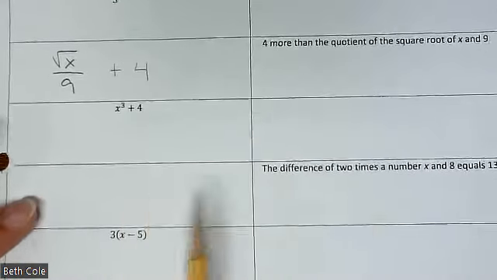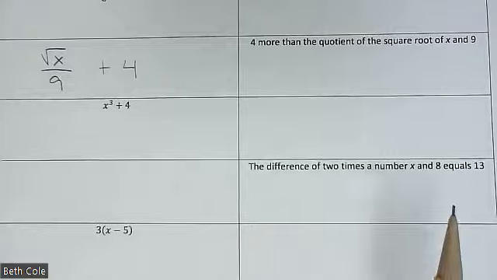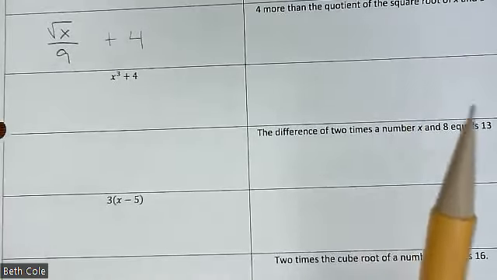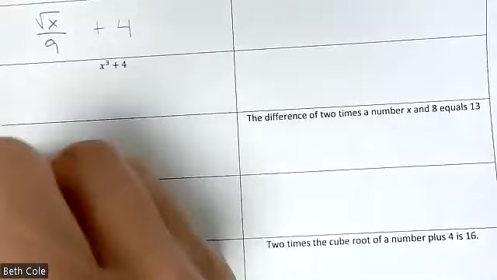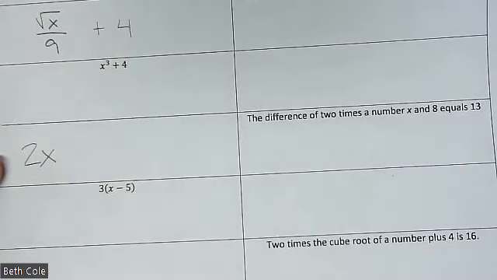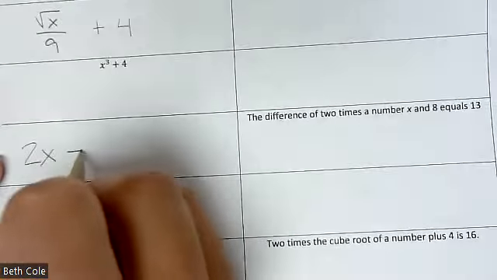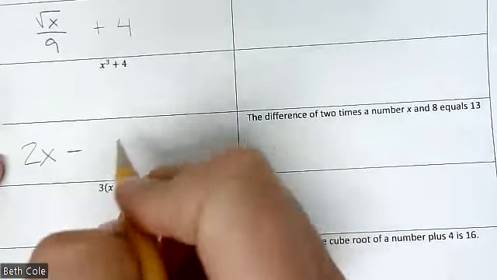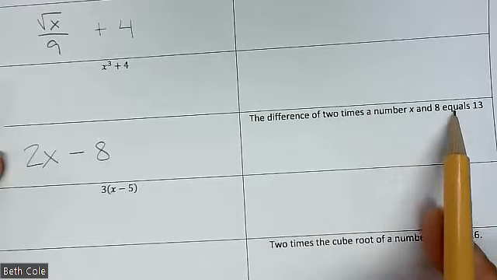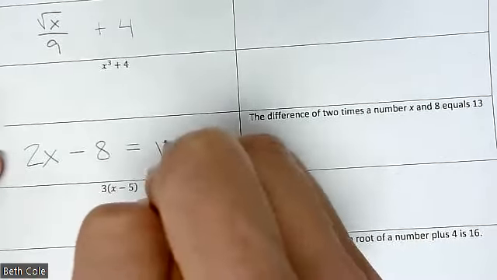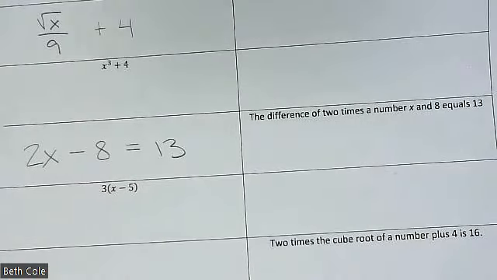All right, so down to the next blank. The difference. Ooh, what did difference mean? Yep, subtract. Perfect. 2 times the number x, so that would be 2x minus 8. So difference of 2 times x and 8 equals, so put equals 13. And we're not solving that though, just leave it, like that's the answer.